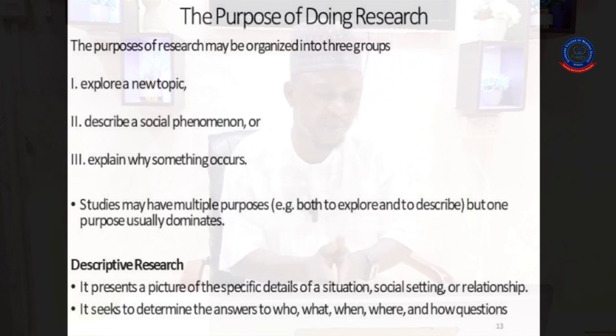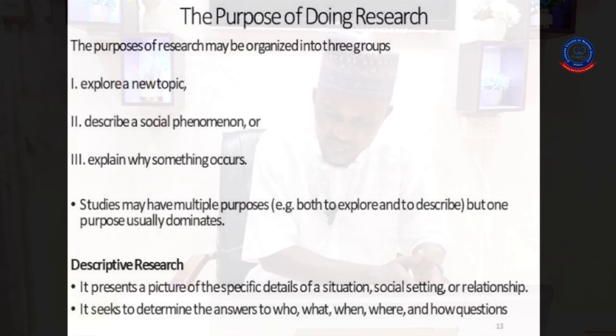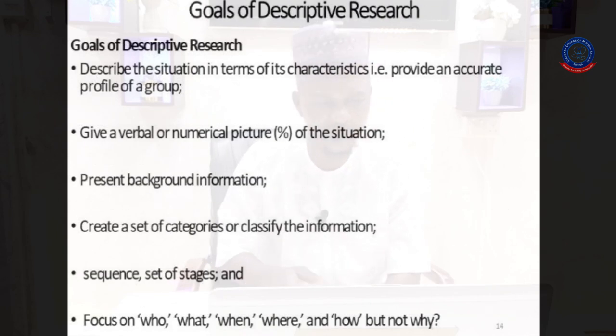It tries to describe in detail a specific situation, social setting, or relationship. It seeks to determine the answers to who, what, when, where, and how questions: who to administer to, what to administer, when to administer, where to administer. These are some of the purposes of descriptive research. Then we now go to the goals of descriptive research.